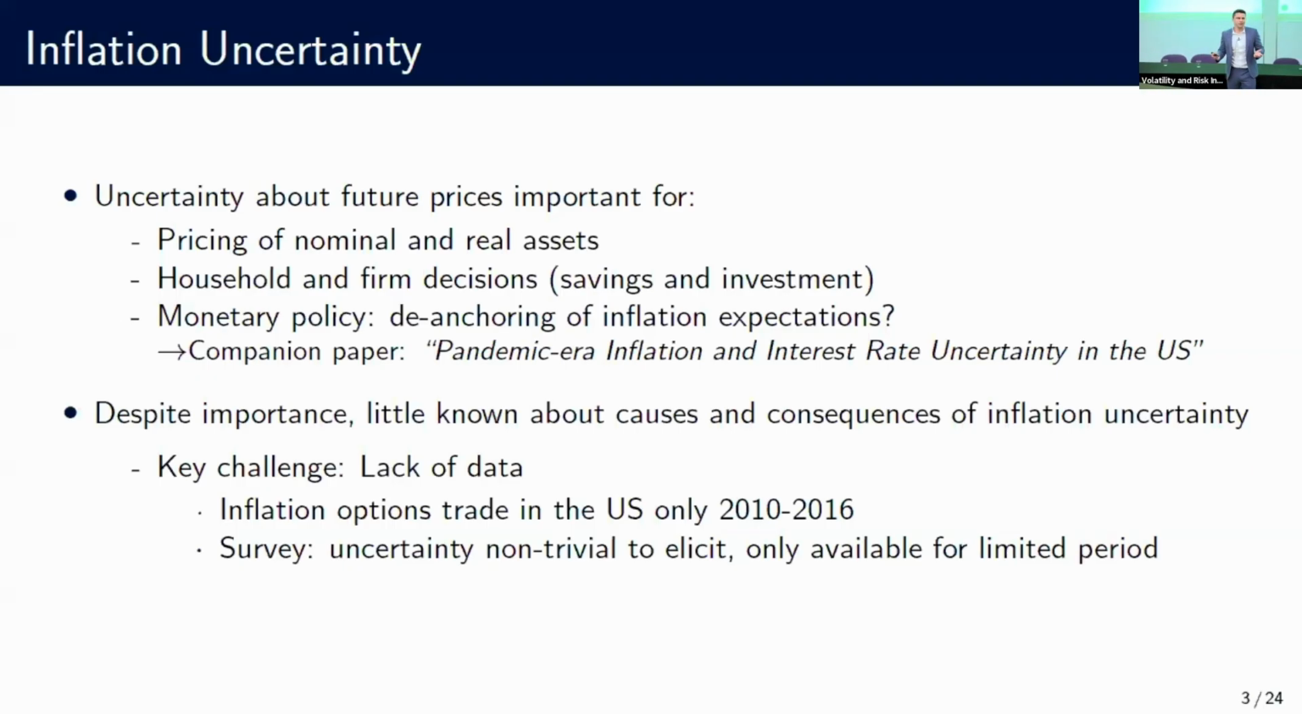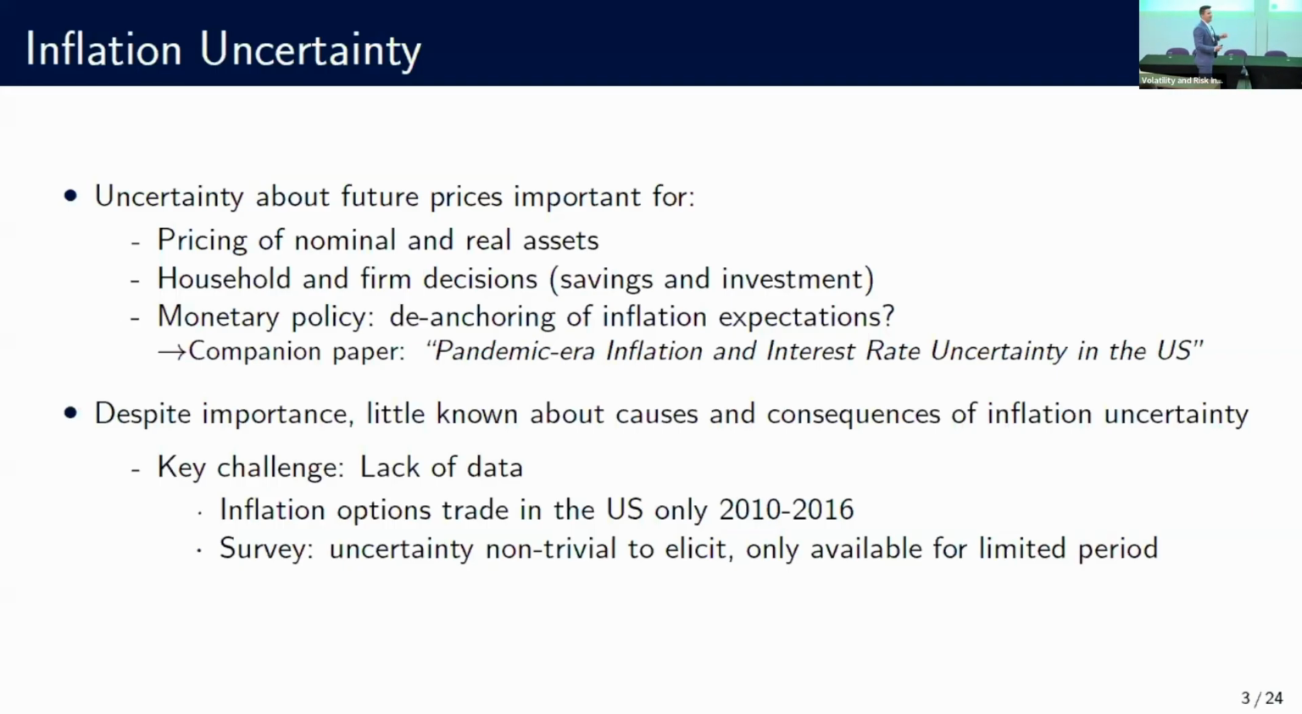Why is that? Well, we have a lack of data, right? So we essentially had inflation options that were trading. These were options directly on inflation. They were trading for a few years from 2010 to 2016, but they're no longer trading, right? Our interpretation is that capital regulation essentially shut down this market. Now, for the alternative measures that we have, we can ask professional forecasters what they think inflation uncertainty is going to look like in the future. However, it's not very easy to elicit the uncertainty, right?